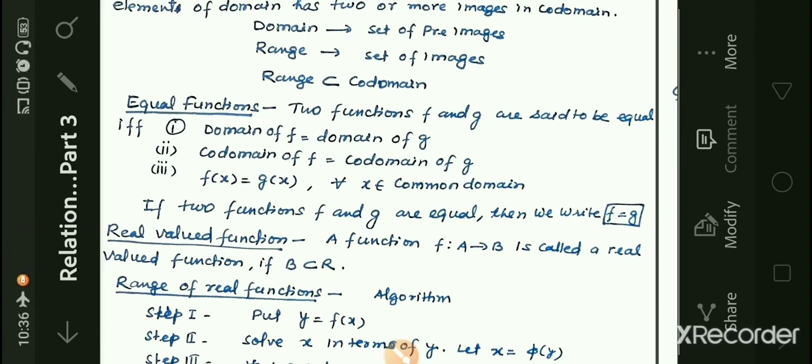Now, what is a real valued function? A function f from A to B is said to be a real valued function if its codomain is a subset of real numbers.